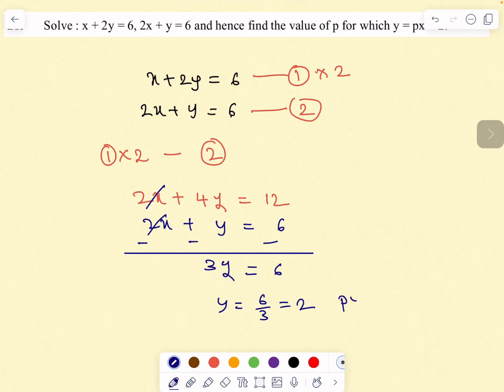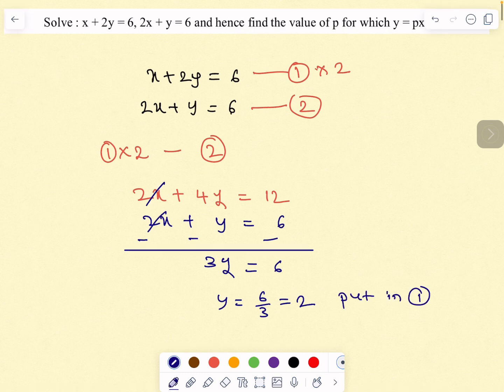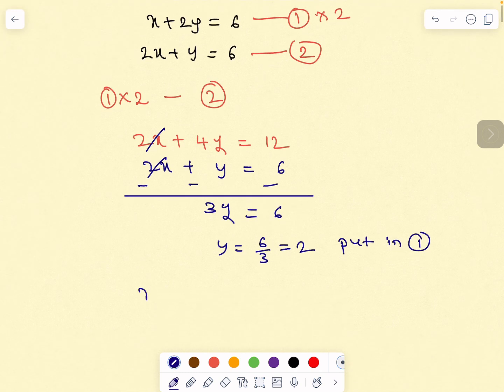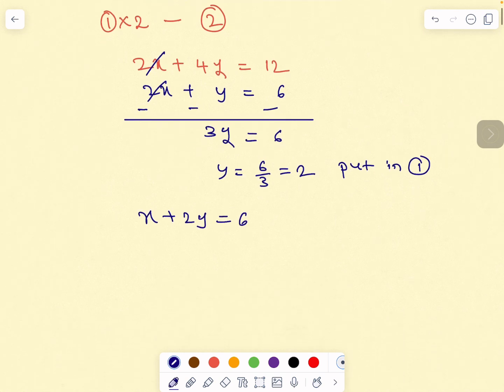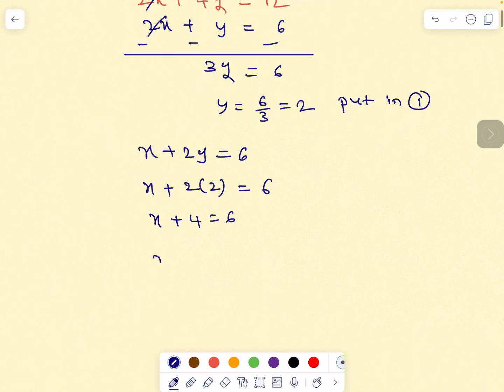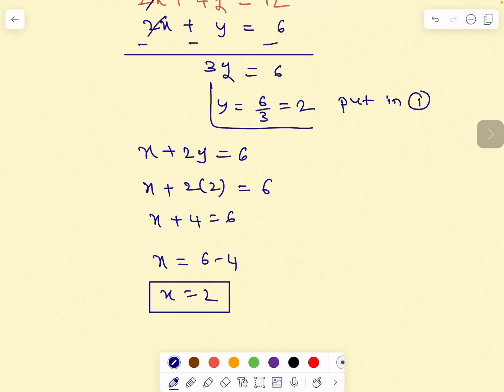So put it in equation 1, then you will get the x value. So x plus 2y equal to 6. Then in the place of y, just put the value 2 here. So x plus 4 equal to 6 and x equal to 6 minus 4, x equal to 2. Here the x value is 2 and the y value is also 2.